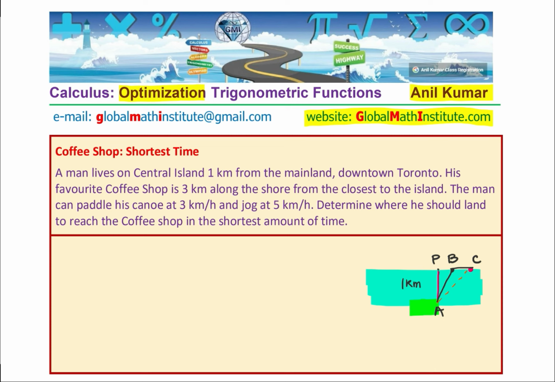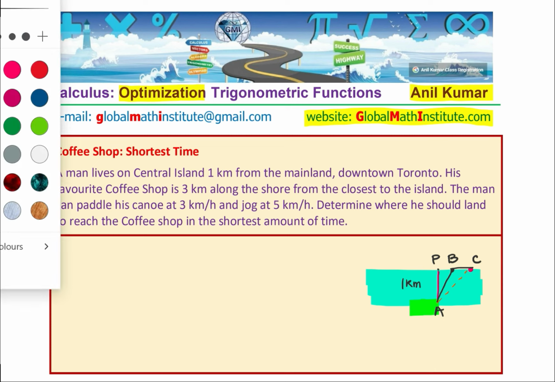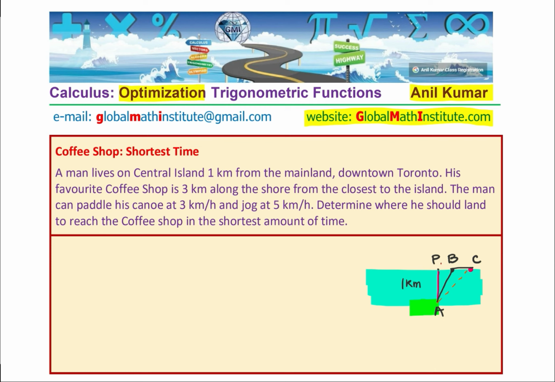So let's now try to figure out how to answer this particular question. Let this distance P to B be x. We are given the total distance as 3 kilometers for the coffee shop, from P to C. So B to C will be 3 minus x, correct? And what is A to B? A to B, we have a right angle triangle, and then we can figure it out. So I think we have worked out the details, right?